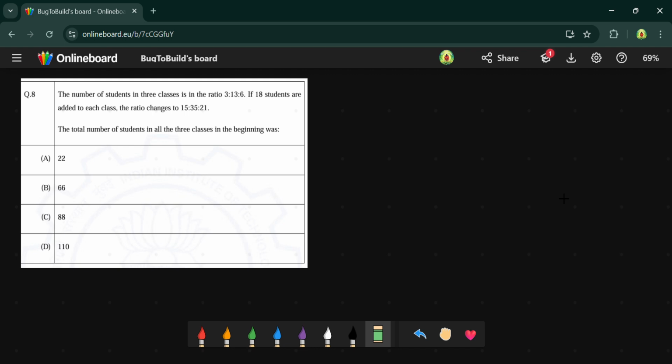So the question is telling that there are three classes and the ratio is given as 3:13:6. After adding 18 students in each of the classes, the ratio will become 15:35:21. And now we have to find the total number of students in all the three classes. I hope you understand the question. So let's do this.